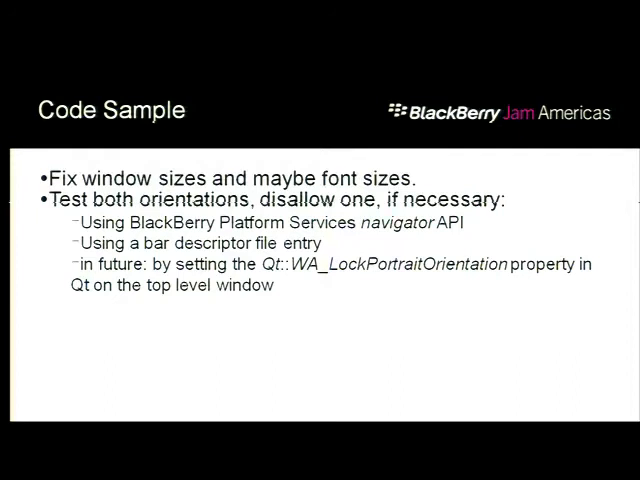and then you have to deal with the fact that the orientation can change on a device. You have to either use the Navigator API, which is the native API that you get from Cascades, or you can set an entry into the bar file which locks the orientation to either one if your application only supports one. Usually, if you're coming from another platform that doesn't have orientation change, like the desktop, you will just lock it to whatever is the one that works on the desktop.